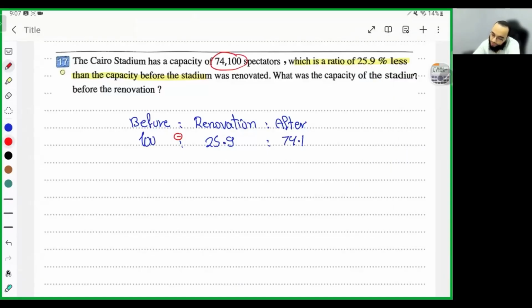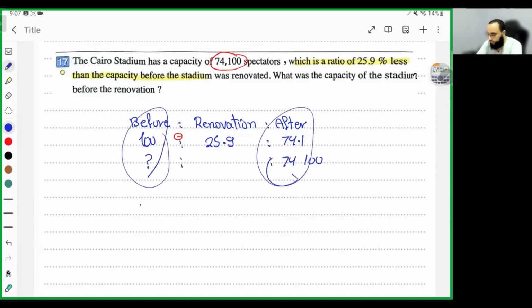What about this number? Is it before or after? The Cairo Stadium has a capacity of 74,100 spectators, which is a ratio of 25.9 less than the capacity before the stadium was renovated. So this number, 74,100, is after renovation. And he's asking about the number before the renovation. So before equals what?